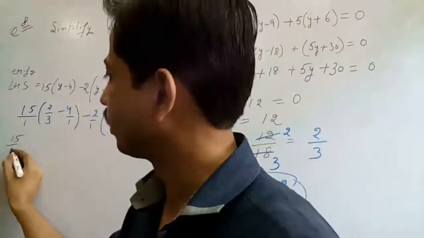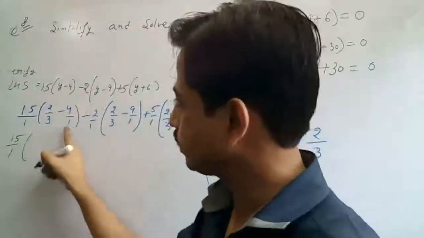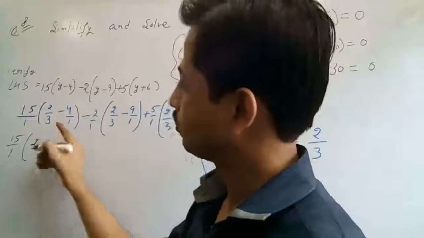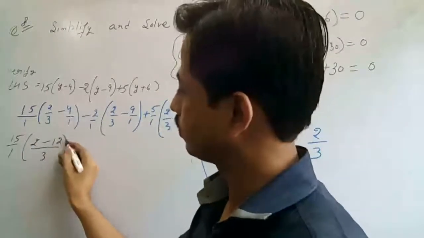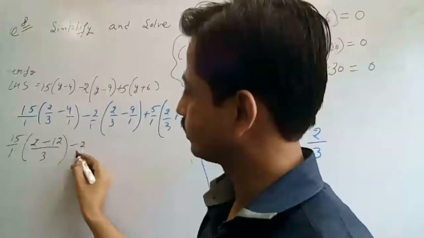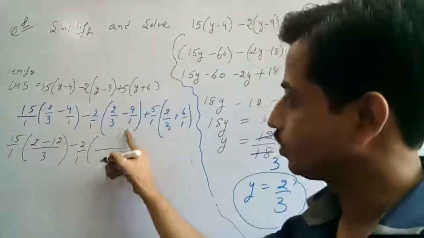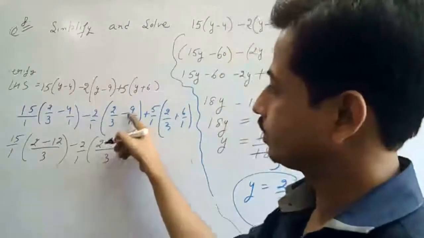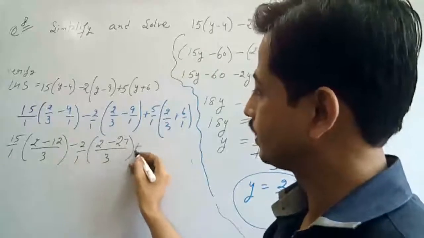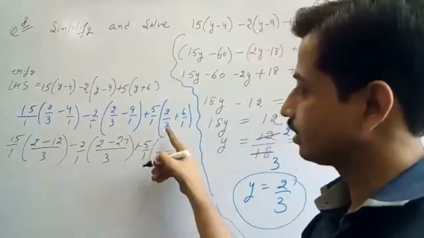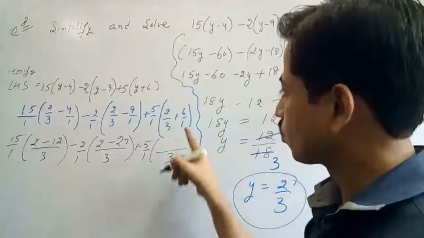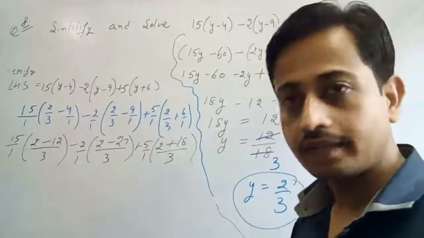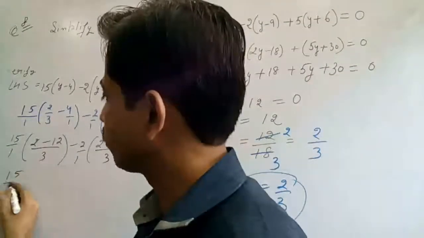15 by 1. Now what we have to do? Multiply 3 into 1, we get 3. Now 1 into 2, 2. Minus 3 into 4, 12. Minus 2 by 1 as it is. Same here. 3 into 1, 3. 1 into 2, 2. 3 into 9, 27. Plus 5 by 1 as it is. Same here. 3 into 1, 3. 1 into 2, 2. 3 into 6, 18.